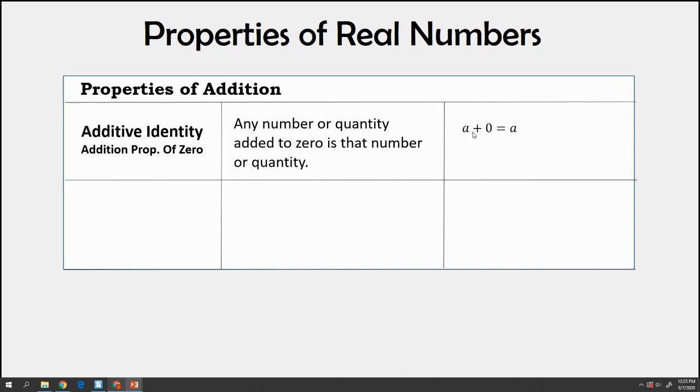So what did we do? Well, when we add 0, it doesn't change. 0 plus -7 equals -7. When I add 0 to a quantity, that quantity keeps its identity. It stays the same. Okay.